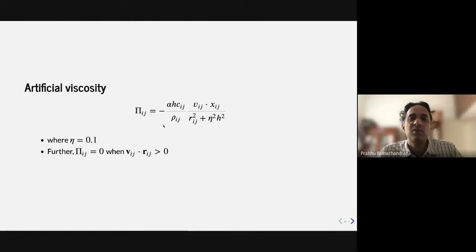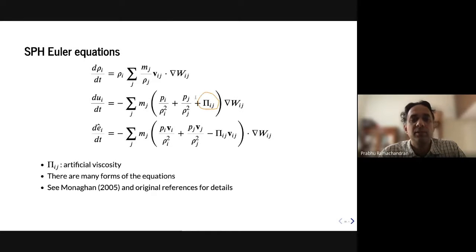The artificial viscosity itself looks something like this. It looks a bit complicated, but if you read the references, you'll realize that it's actually trying to mimic real viscosity. So this is the artificial viscosity term. You add it into this, and then you can just discretize the problem, solve it as a system of ordinary differential equations, and you'll end up with a solution to the Euler equations.